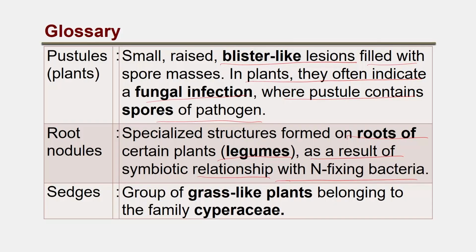Sedges: a group of grass-like plants belonging to the family Cyperaceae. So in fact there are three kinds of weeds in a crop. One is broadleaf weed, other is narrowleaf weed, and third category in between these is sedges, means the plants belonging to family Cyperaceae are called sedges.